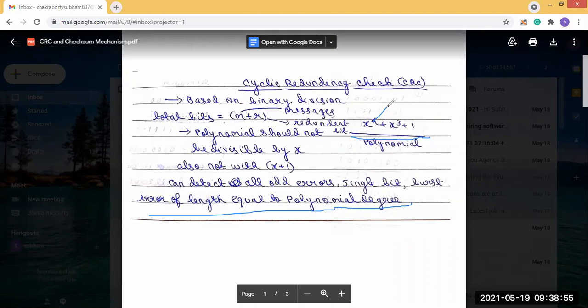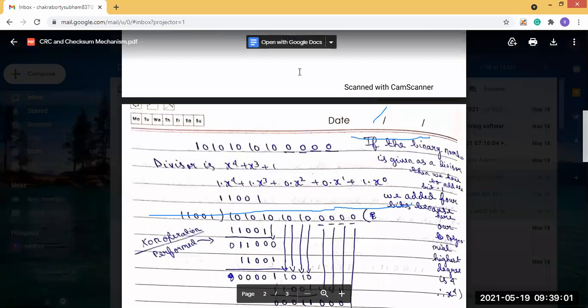So in this example, you will see that, you can see in this example, I have taken the 2 bits. Now this is the original message. This is the original message.